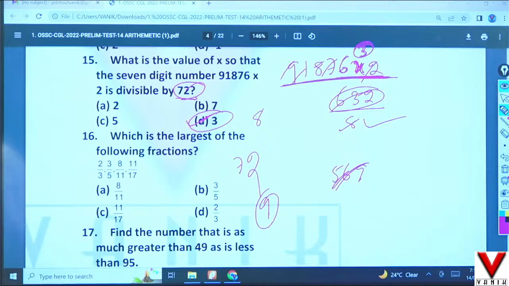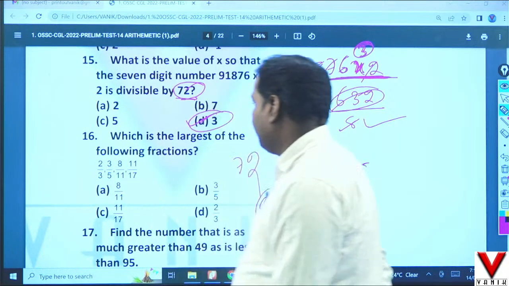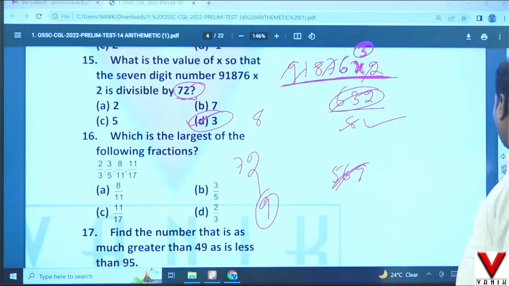Bonita Sahu, good evening, good evening. Tell me the next number, question number 16.